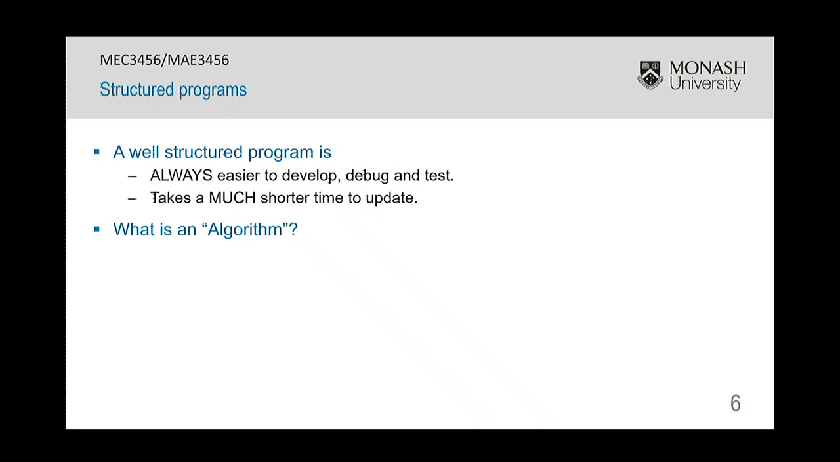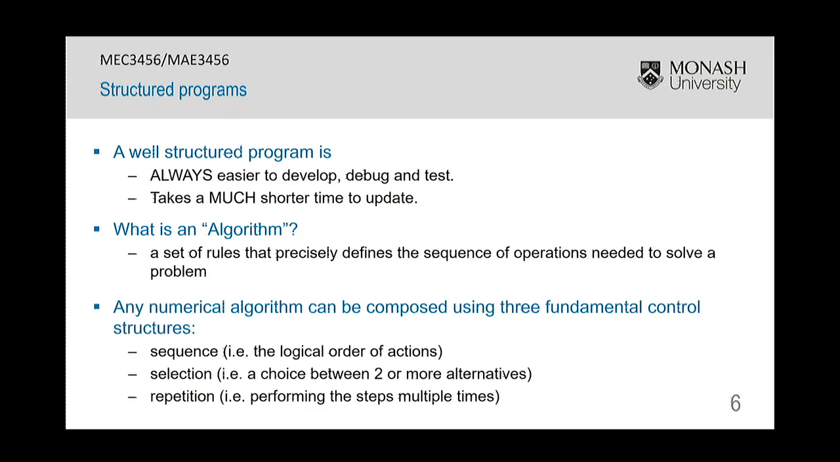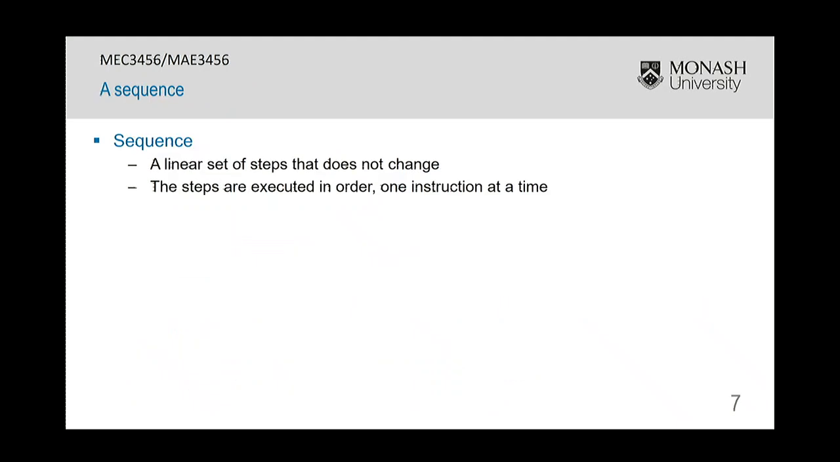You'll hear me use the word algorithm quite a bit in this unit. So what do I mean by an algorithm? Basically, it's a set of rules that precisely defines the sequence of operations needed to solve a problem. And any numerical algorithm can be composed of three fundamental control structures. You will have learned these in Eng 1060, but I am going to quickly go through them again. Sequences, selections, and repetitions. And we need to quickly look at each of these three.